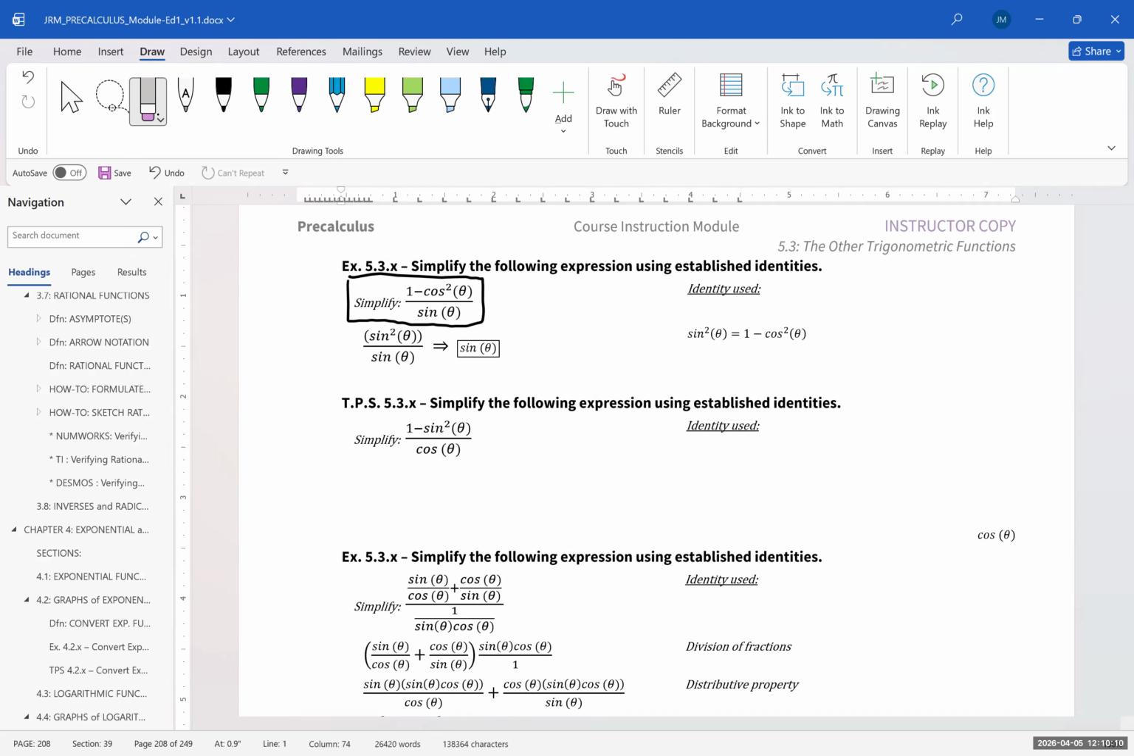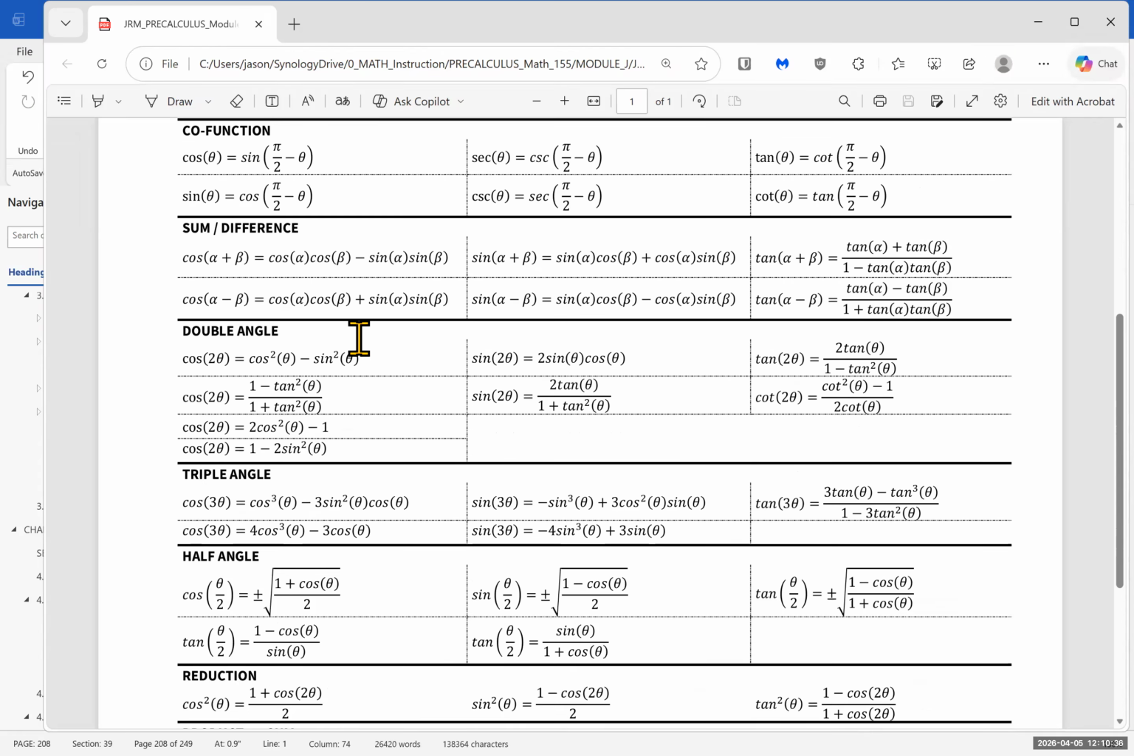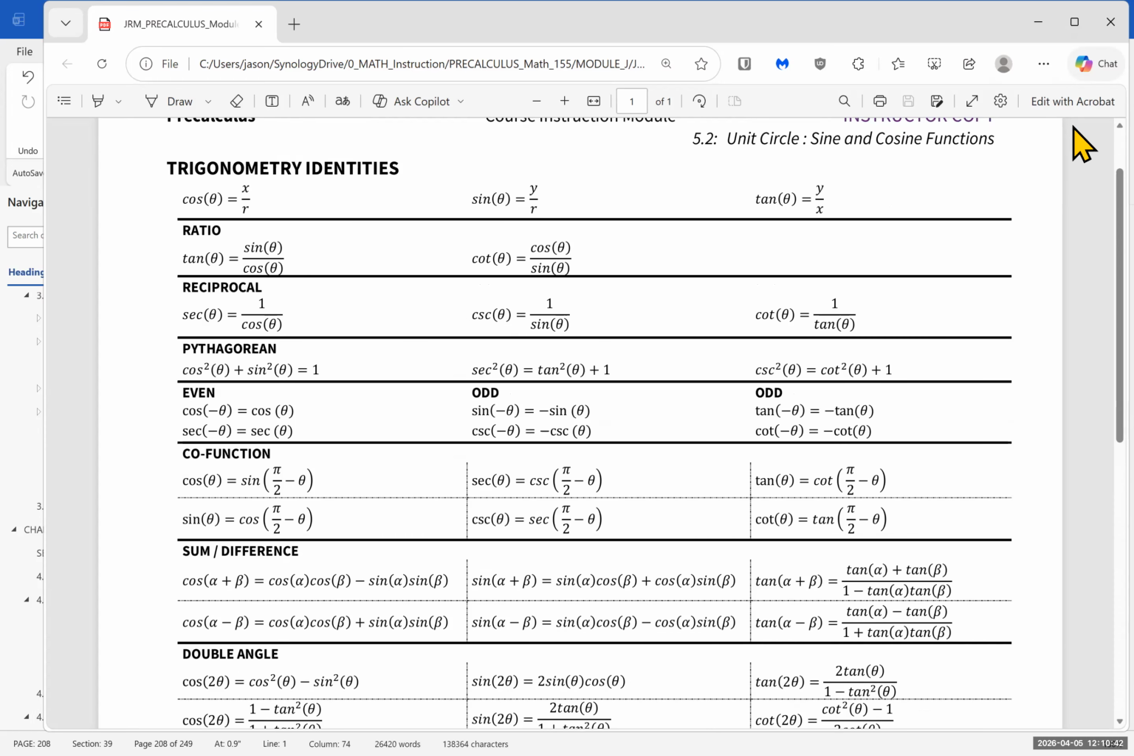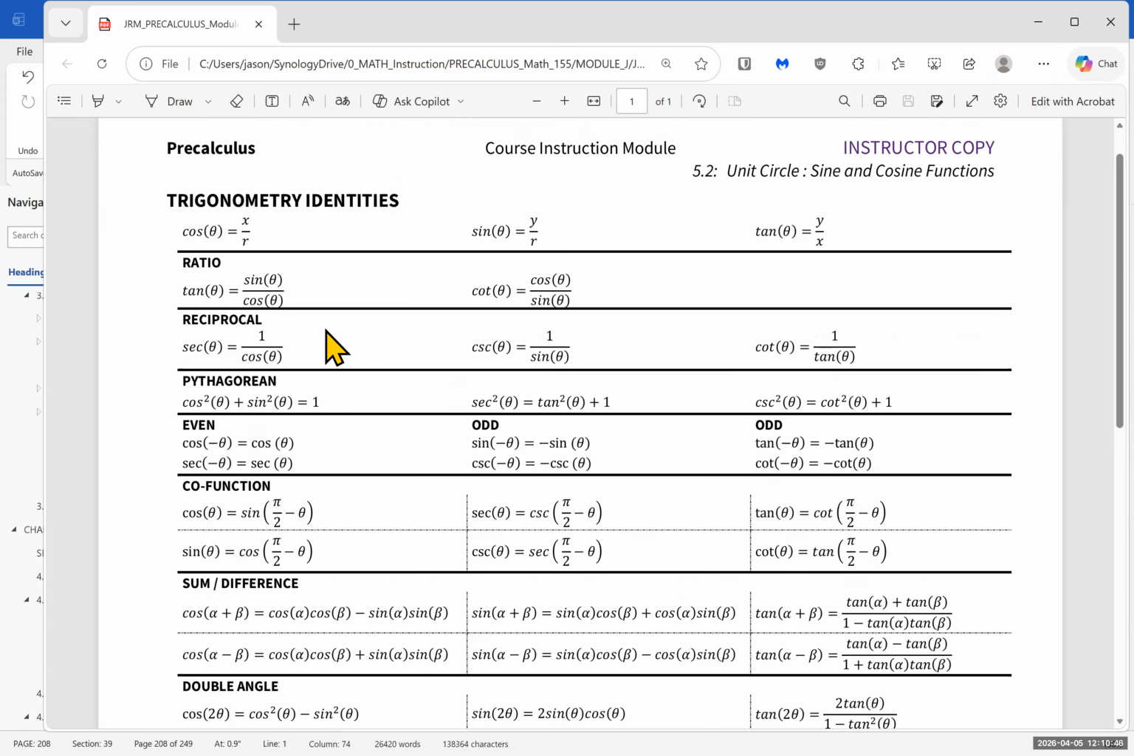We're looking at this one, and the first thing I'm going to look at is the numerator, 1 minus cosine squared theta, and I don't know what to do with it initially. So what I'll do next is look at my list of trig identities. We've got a whole page of them. Looking at this page, you want to look for an identity that could provide some use. We've got sine theta, which is y over r.